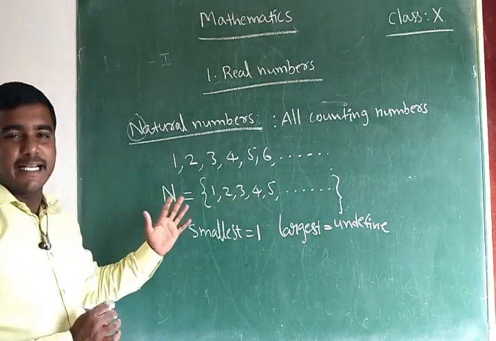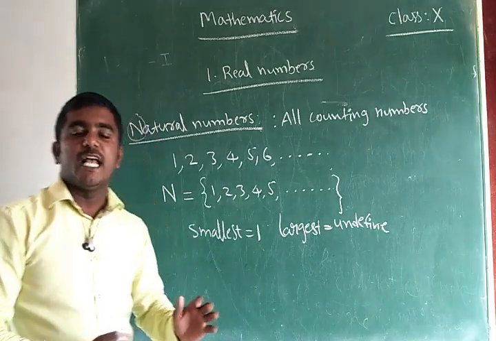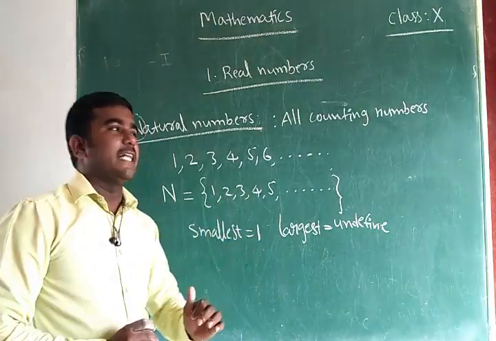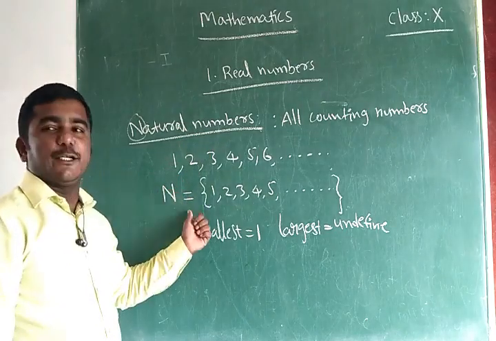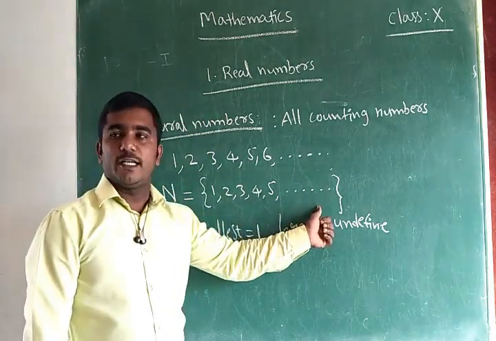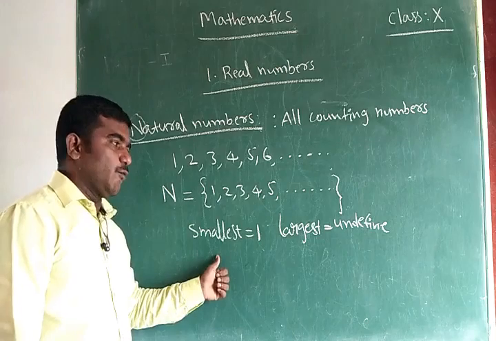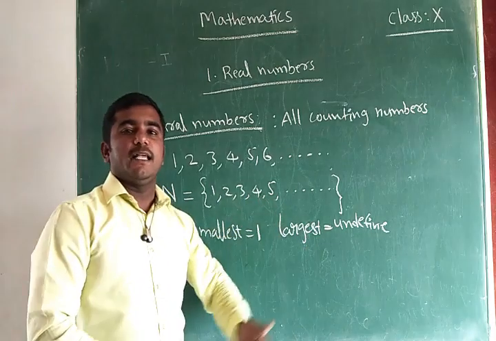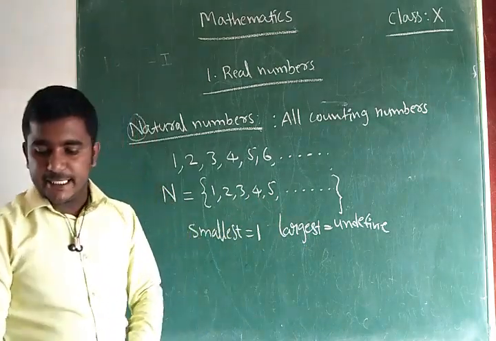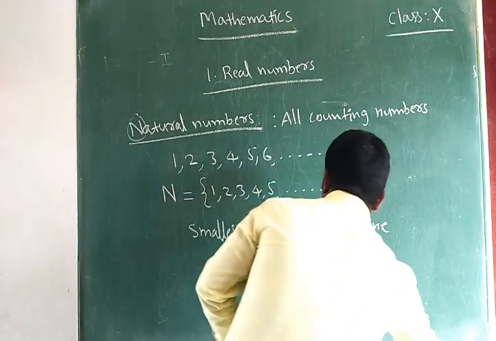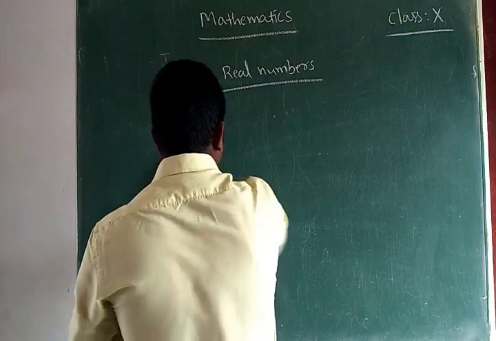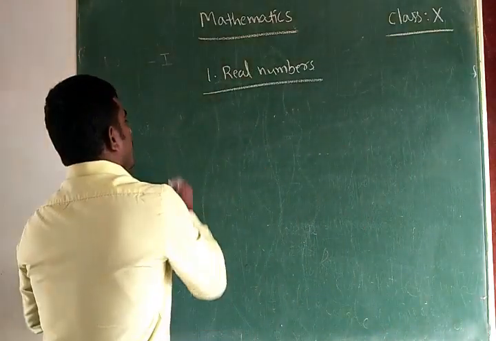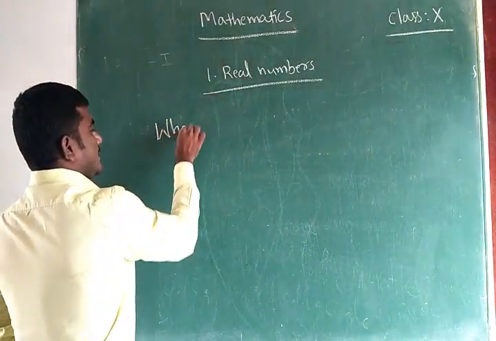This is about natural numbers. Natural numbers are all counting numbers, denoted by capital N equals 1, 2, 3, 4, and so on. The smallest natural number is 1 and the largest is undefined. Okay, next, whole numbers. What are whole numbers?